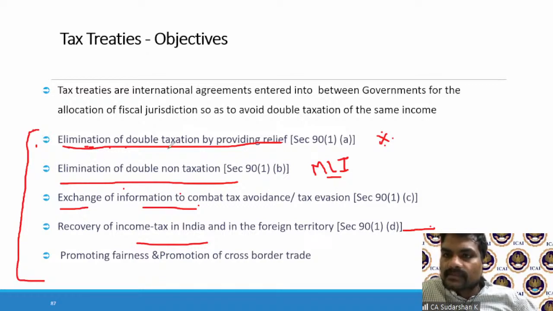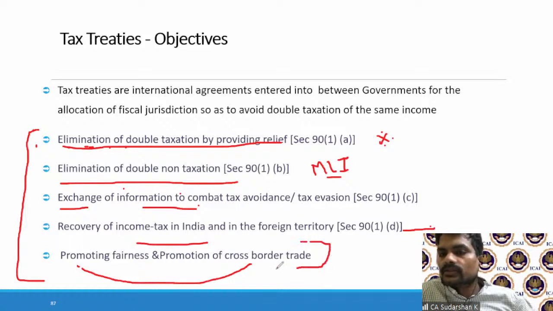Elimination of double taxation by providing relief, elimination of double non-taxation, MLI, we're going to look at it, exchange of information to combat tax avoidance, recovery of income tax in India as well as in the foreign territory. And the underlying theme for all these is promoting fairness and cross-border trade. This is not specifically meant because trade is mentioned, but the underlying objective of doing all these things is to bring fairness in the overall tax system and thereby promote cross-border trade. This is very important.